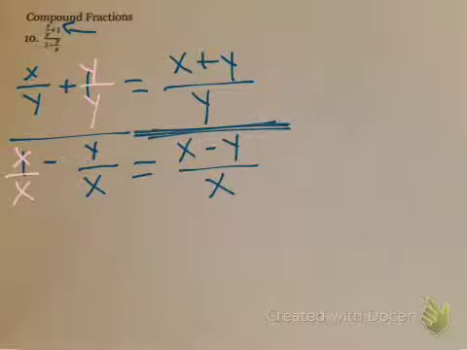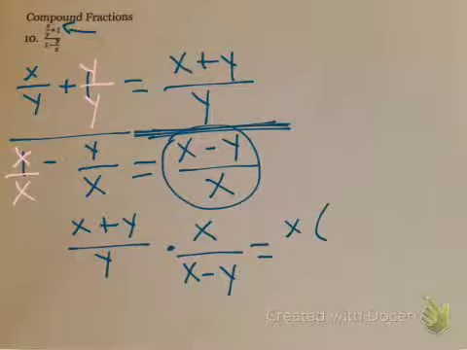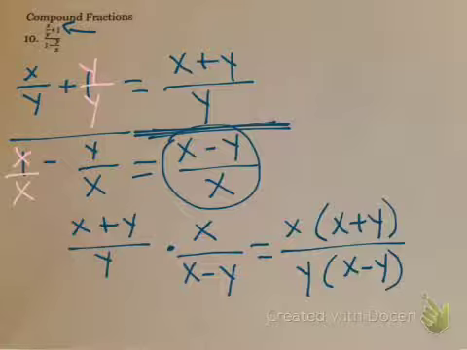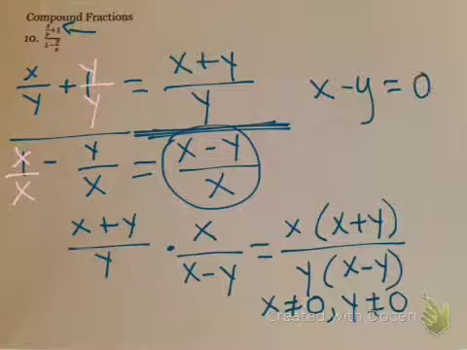When I'm dividing two fractions, I would have x plus y over y times the reciprocal of this, which is x over x minus y. When I simplify this, what am I left with? I'm left with x times x plus y over y times x minus y. What are my restrictions? X can't be 0. Y cannot be 0. And then if you look at x minus y, what would make x minus y equal 0? Well, if x equaled y, so x could also not equal plus or minus y.